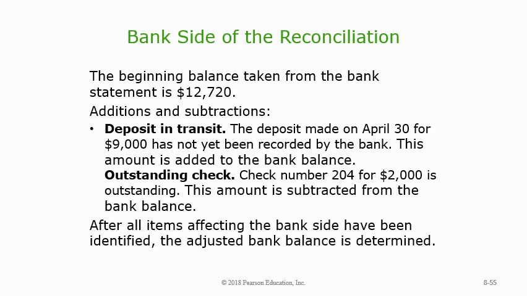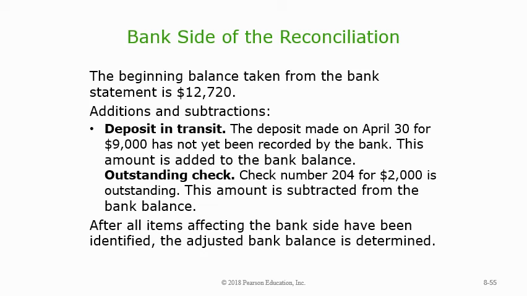So this is a deposit on April 30th for $9,000 that has not yet been recorded by the bank. Sometimes this happens, especially right at the end of the month. And so we just have to add that to our bank balance because we know that it's there, it just isn't quite there yet. Outstanding checks, so check number 204 for $2,000 is outstanding.